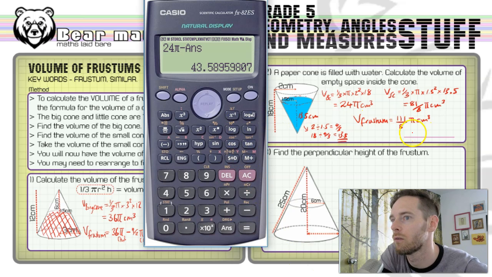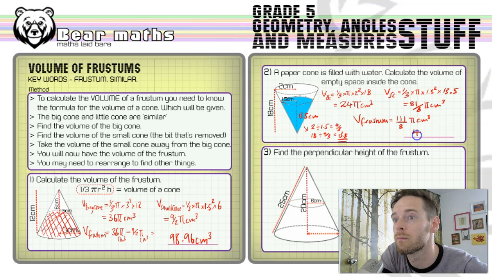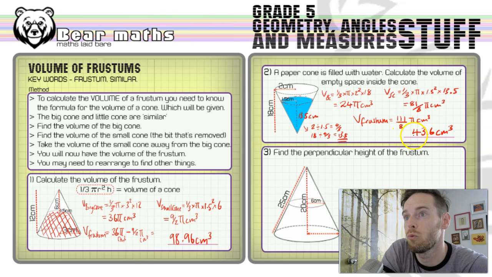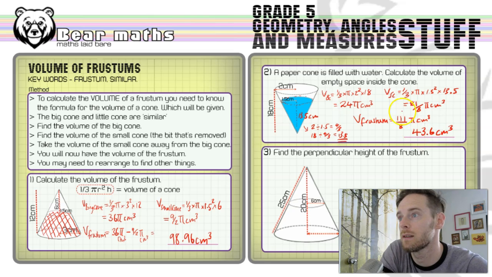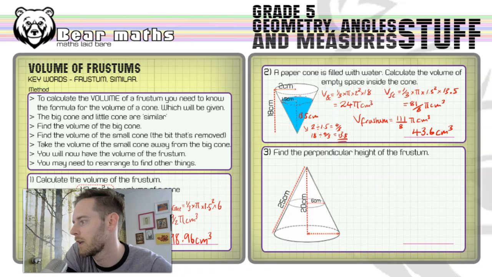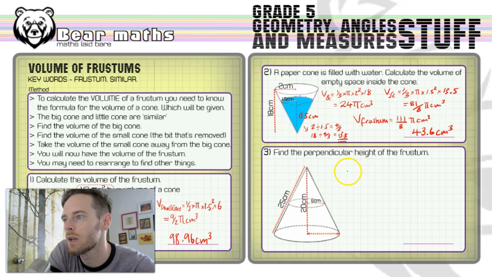But let's round it off to a decimal. So let's say 43.6 centimeters cubed. Fairly decent degree of accuracy. One decimal place will do. That's fine. All right, that's the end of that problem. That's the space inside the cone that can still be used to fill with liquid or whatever. Yeah, it's water. Right. Okay, let's look at the third and final question on this slide of problems.